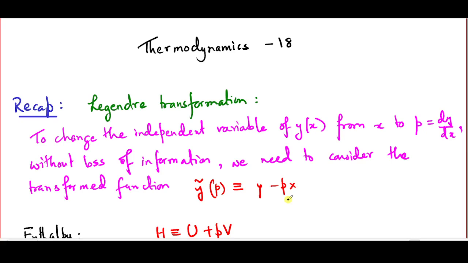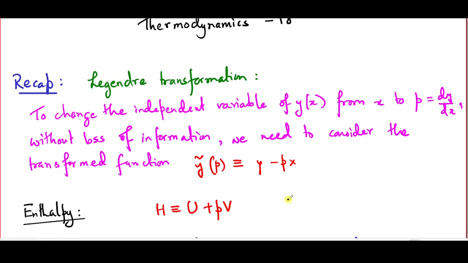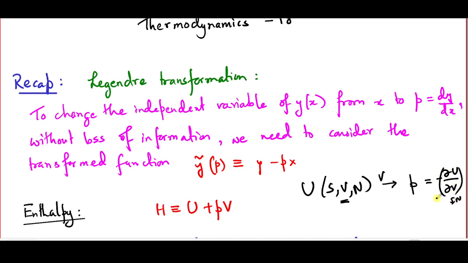Now, if you want to trade in any one of these variables S, V or N for the corresponding partial derivative, then you would have to take help of the Legendre transformation. And in the previous lecture, we met one such result of a Legendre transformation. We replaced in U(S, V, N) the variable V and changed it to P, where P, remember, is minus del U del V at constant S and N. So basically P is the partial derivative of U with respect to V apart from an unimportant minus sign.